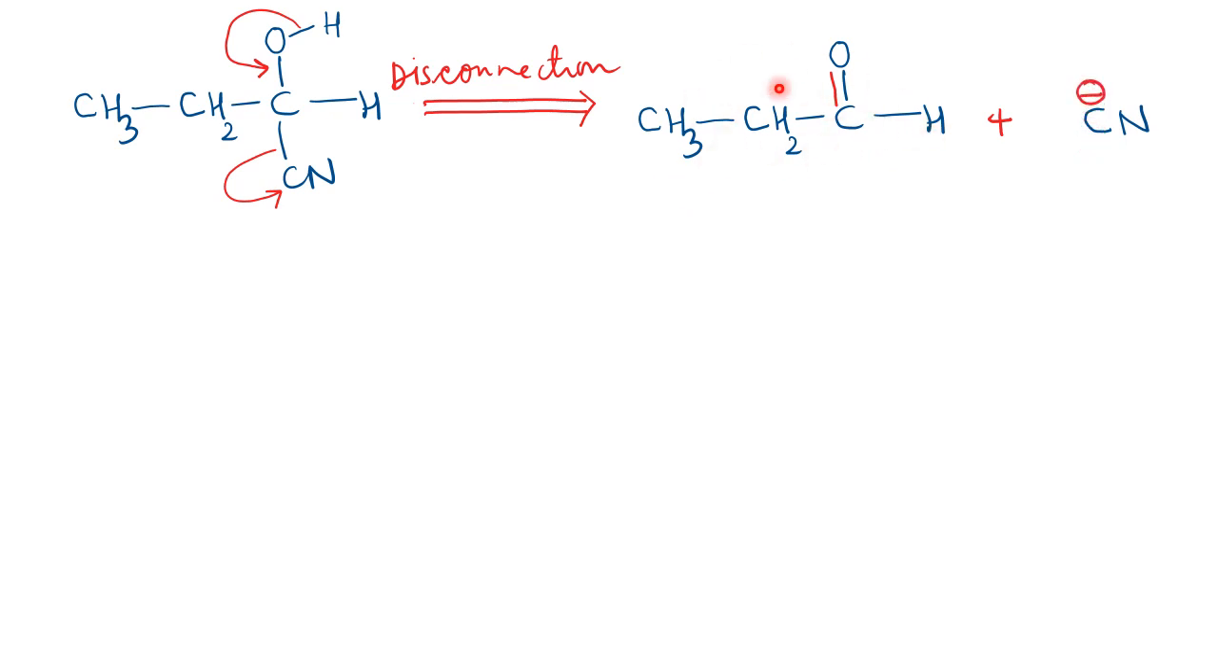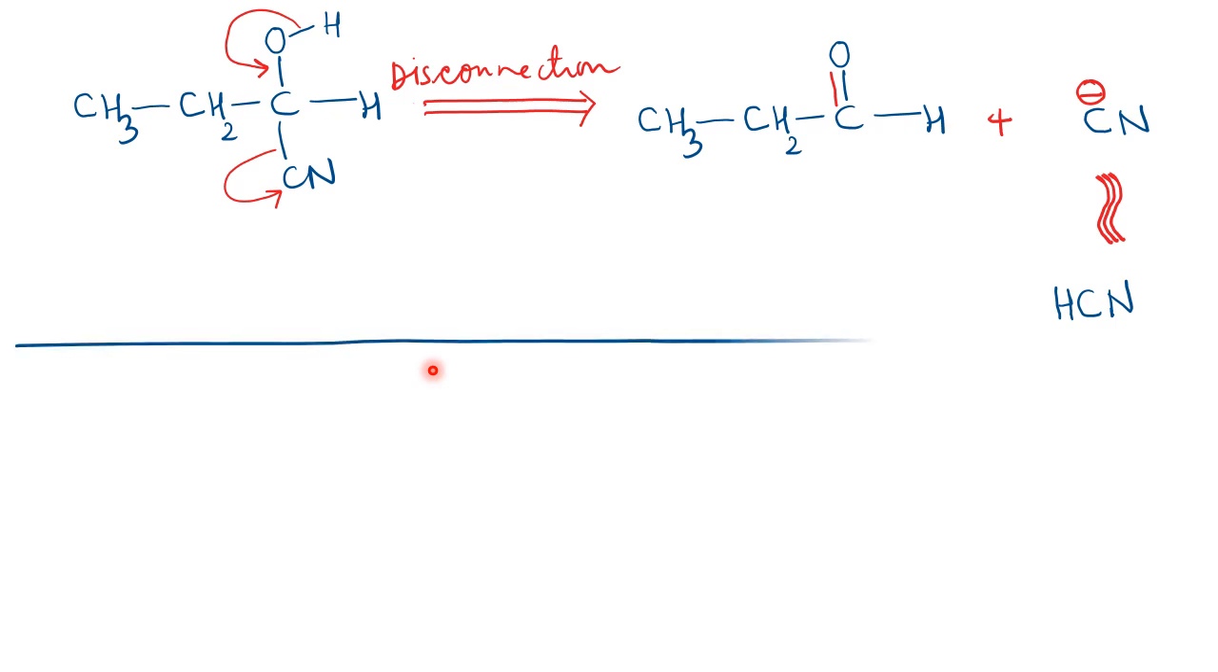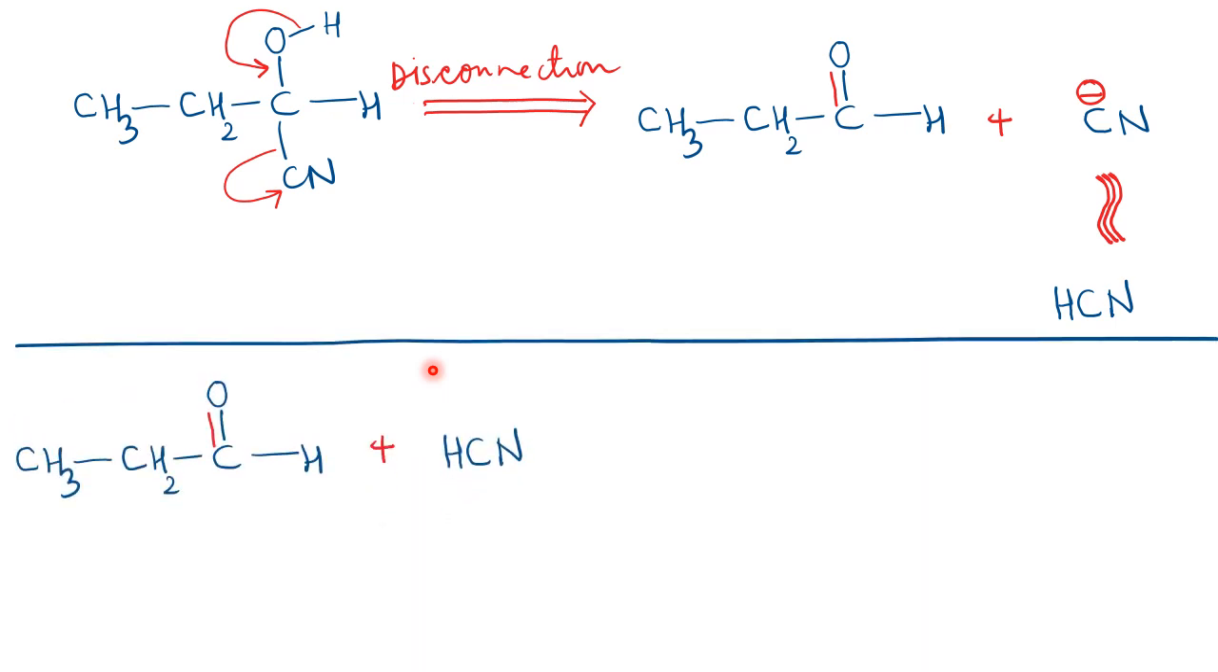One is stable. It can be directly taken as the starting compound. This CN minus is converted into its suitable reagent, that is hydrogen cyanide. So now we have our two starting molecules. We can complete our synthesis by taking these two molecules.